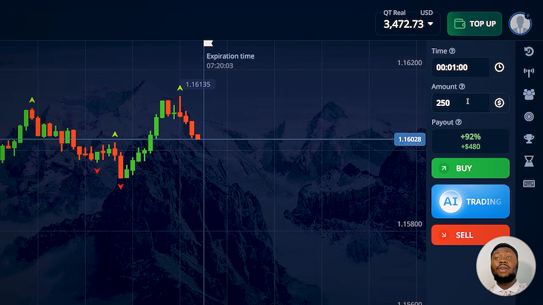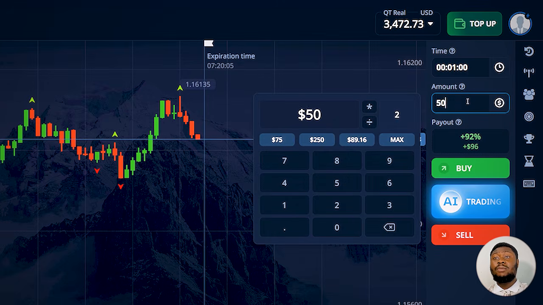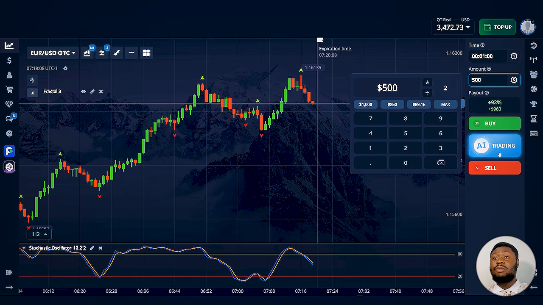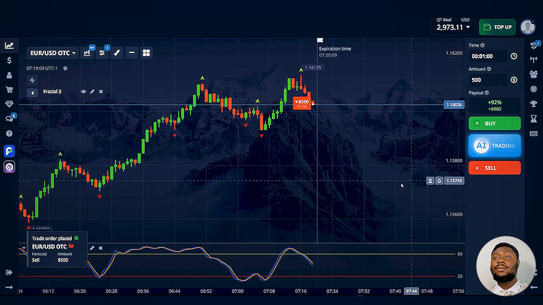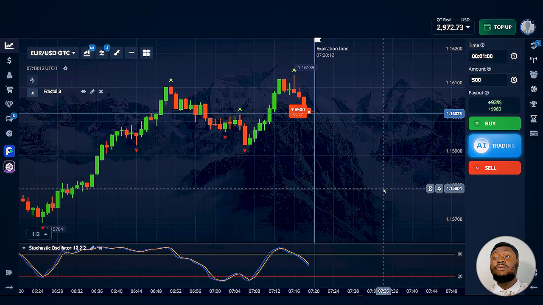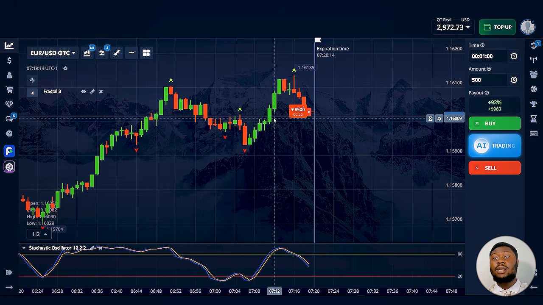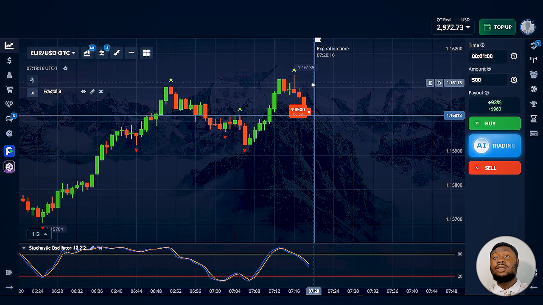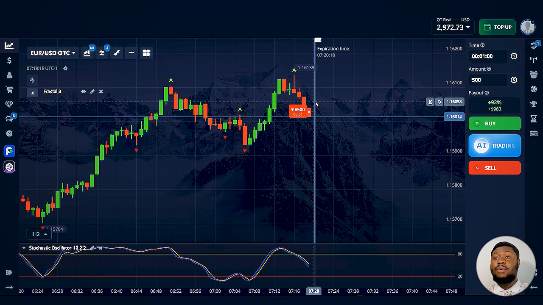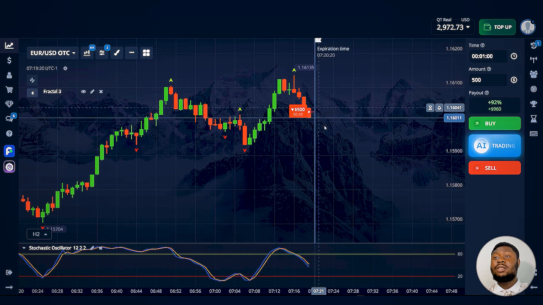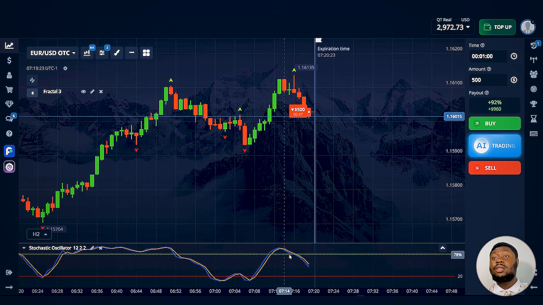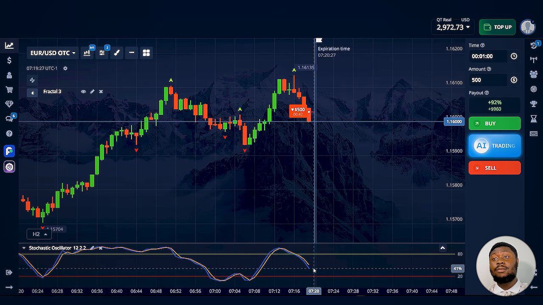Now the trade amount will be $500. My forecast is that the price will decrease. I press the red button to open the trade. As you can see, the situation has already formed. The price has reached its maximum, as indicated by the fractal indicator. Now the price has started to decline, and as soon as the lines of the stochastic oscillator indicator cross the 80 level from top to bottom, I open the trade.